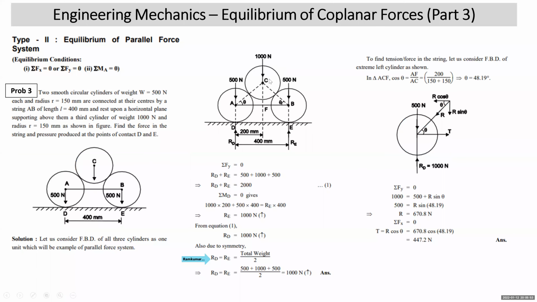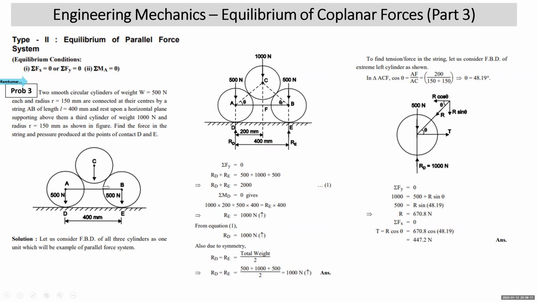Let's move to the next sum. Problem number 3. Two smooth circular cylinders of weight 500 Newton each and radius r equal to 150 mm are connected at their centers by string AB.